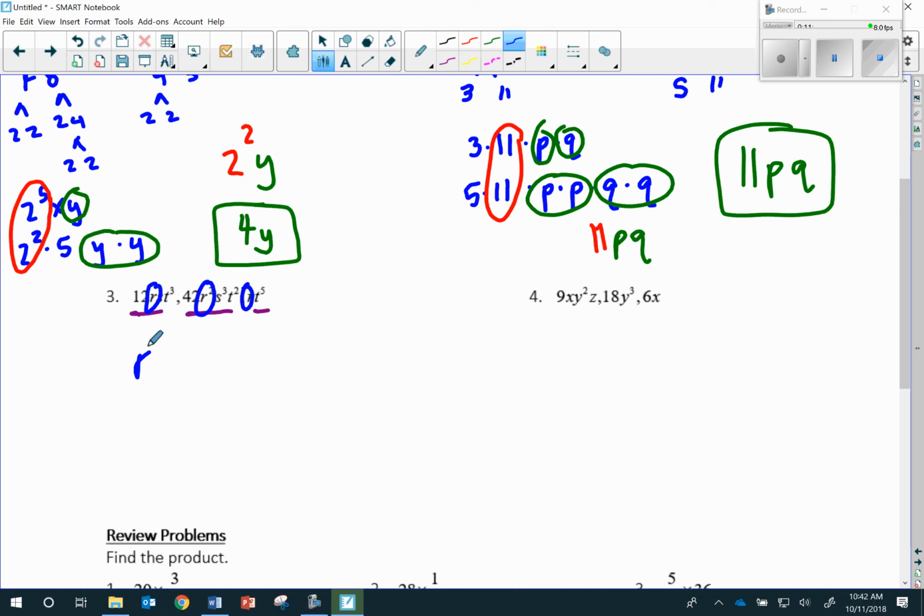Last but not least, let's look at t. The only shared factor would be t squared, because t squared is here, t cubed is here, t to the 5th is here. So the one that they share is t squared. So rt squared would be your greatest common factor of the monomial. I'm going to let you try number 4. Again, this is new information, so if you have any questions, please don't hesitate to ask your teacher.